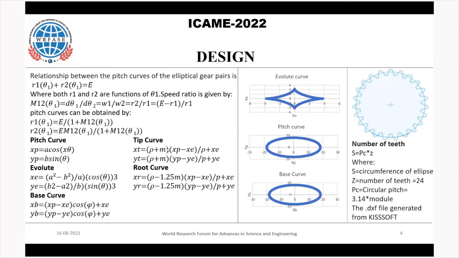So for designing the elliptical pinion, we generated the pitch curve. The main equation governing the relationship is R1(theta 1) + R2(theta 1) = E, where both R1 and R2 are functions of theta 1, that is the angle of rotation of the elliptical pinion. Then teeth profiles were generated for module 1.5 and pressure angle of 20 degrees.